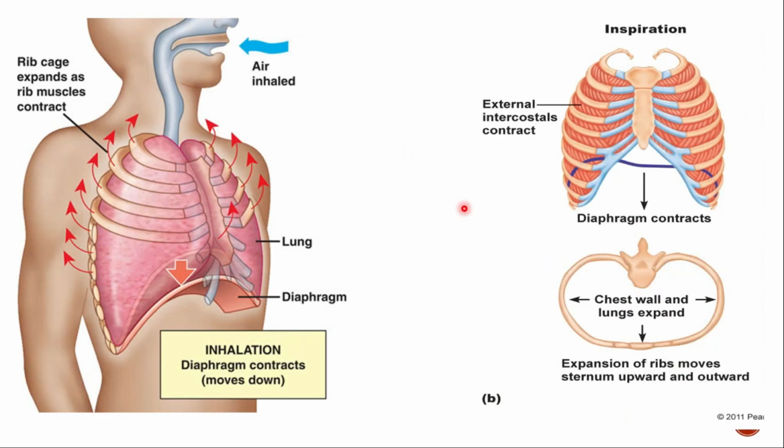Inspiration or inhalation is the phase of ventilation in which air enters the lungs, and it is initiated by contraction of the inspiratory muscles. There are two important muscles that are involved in the process of inspiration: diaphragm and external intercostal muscles.